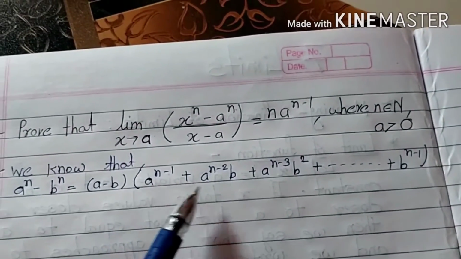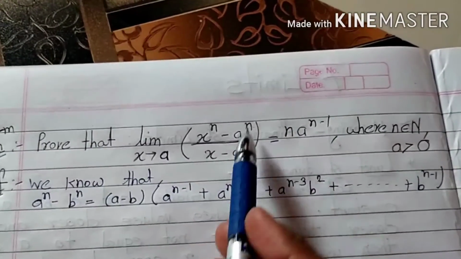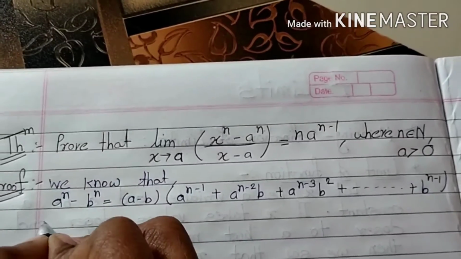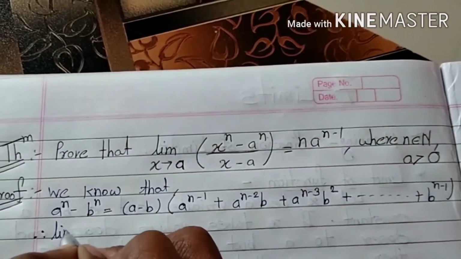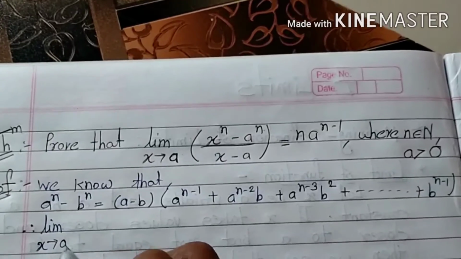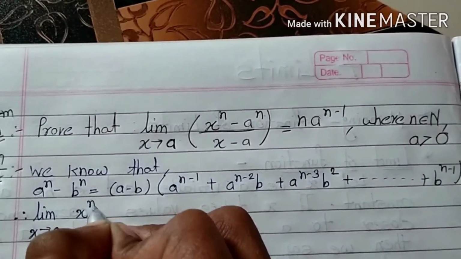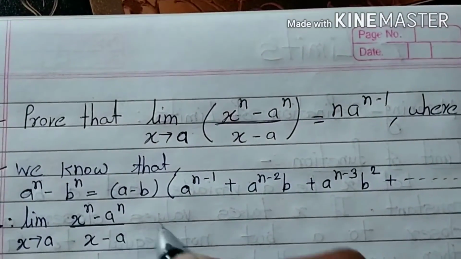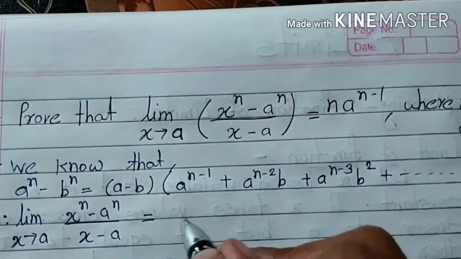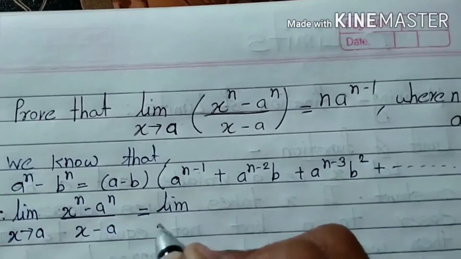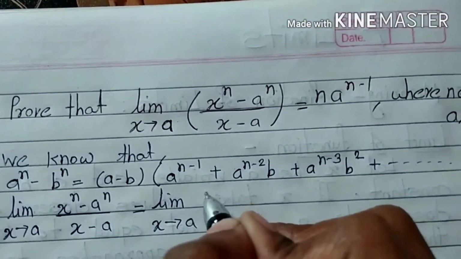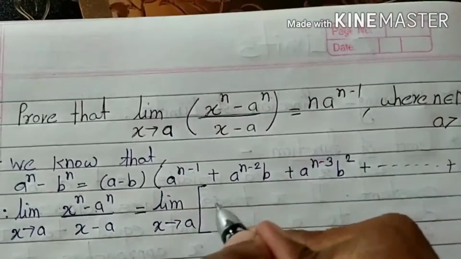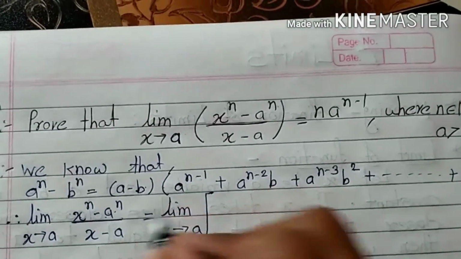So this is for all natural numbers. Using this, we expand this formula. Therefore, limit x tends to a, (x raised to n minus a raised to n) upon (x minus a), which is equal to... So this limit is the same, x tends to a. Here we change only this x raised to n minus a raised to n, and we use this formula.